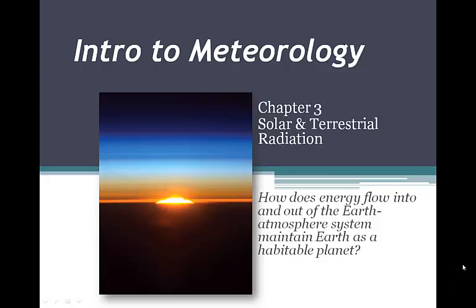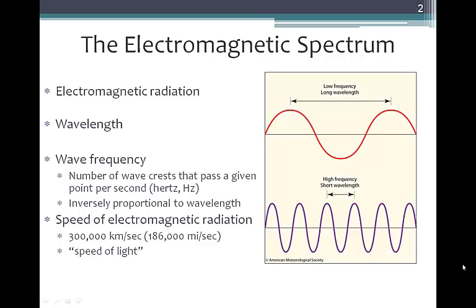Let's take a look now at Chapter 3, which is all about solar and terrestrial radiation. Our driving question here is, how does energy flow into and out of the Earth atmosphere system maintain Earth as a habitable planet? Let's start off by reviewing the electromagnetic spectrum.